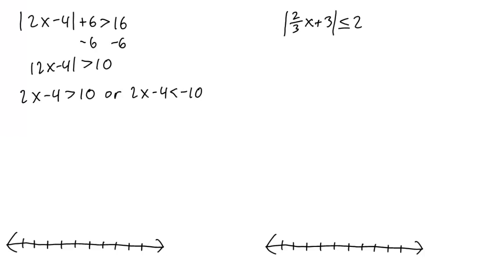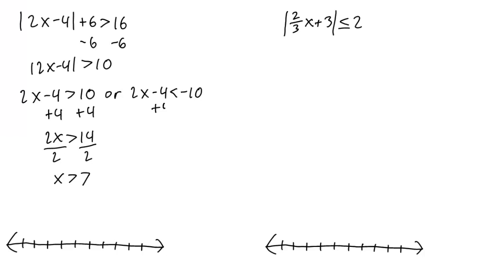So whenever you have a greater than symbol after your absolute value, you split it into two inequalities with an "or" in between. Add 4 to both sides. 2x is greater than 14. Divide both sides by 2. X is greater than 7.